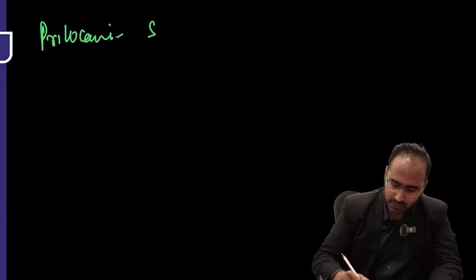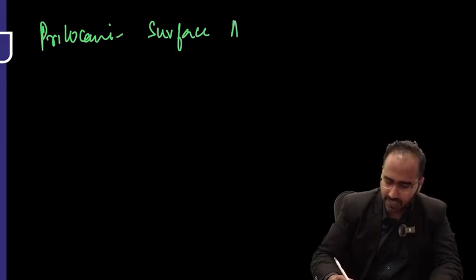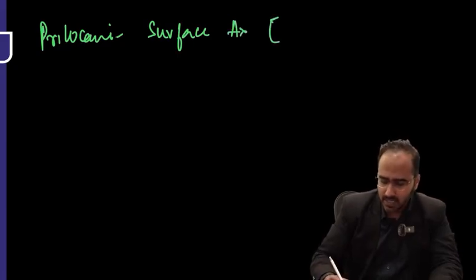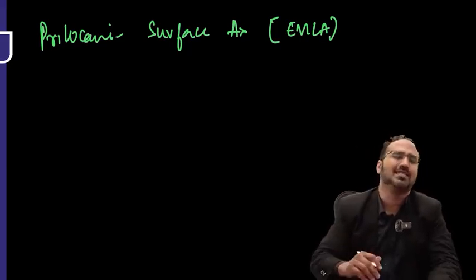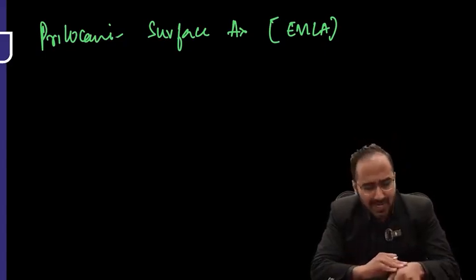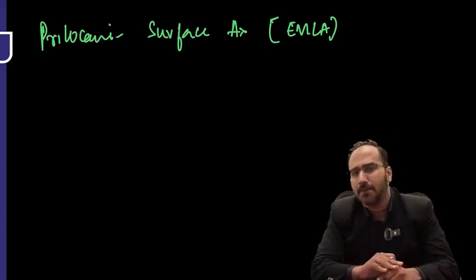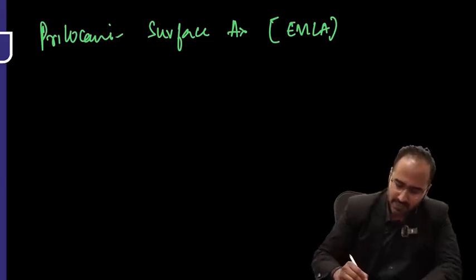It is used for surface anesthesia in the form of EMLA cream. EMLA cream is a eutectic or equal mixture of local anesthetics. Whenever a child is being hospitalized, you can apply EMLA cream and then put an IV cannula so that the patient does not have the pain of cannulation.